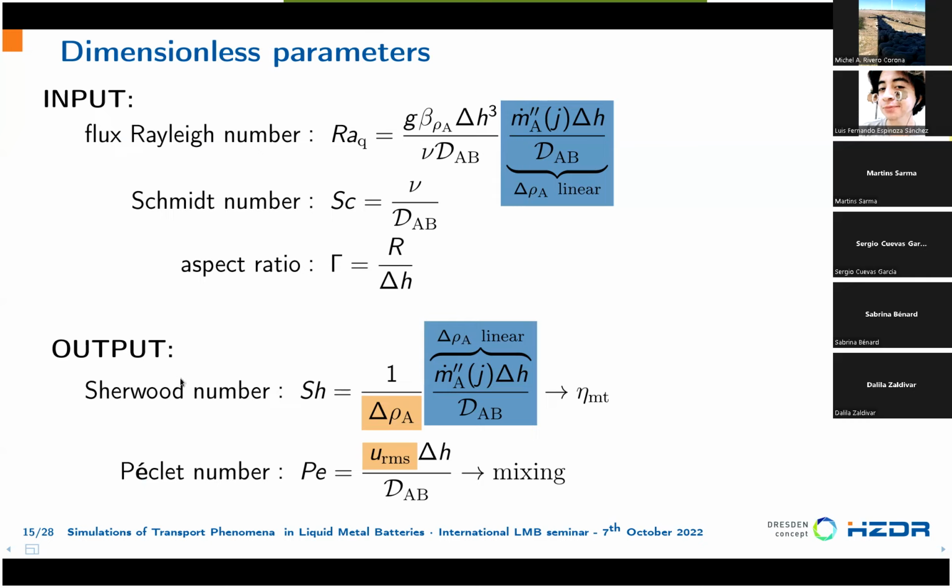What are the outputs? From the application, we are interested to know the mass transport overvoltage, so the concentration difference across the layer. And this can be cast inside this Sherwood number, which is at the end the ratio between the linear concentration difference and the actual one, measured from the simulation, or if you do an experiment, from the experiment. And the second parameter of interest is for mixing, so it's the velocity. And in this case, we use the Peclet number as a relevant dimensionless parameter that contains the velocity in the layer.